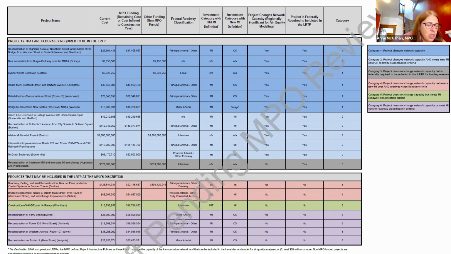projects that change the capacity of the network. So those are in the darker blue. And then the next are projects that change the capacity of the network and meet the new definition of the cost threshold, and that they're on these other roadways. And then there was this one project, which is the 495 and 90 interchange, which is a project that's funded by the Commonwealth, and it doesn't change the capacity of the network.